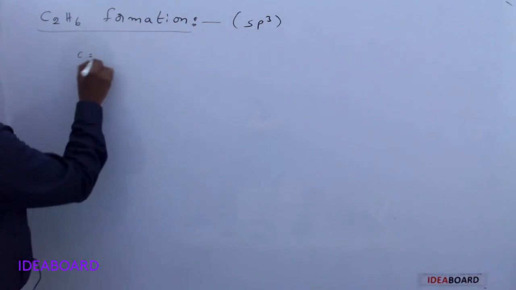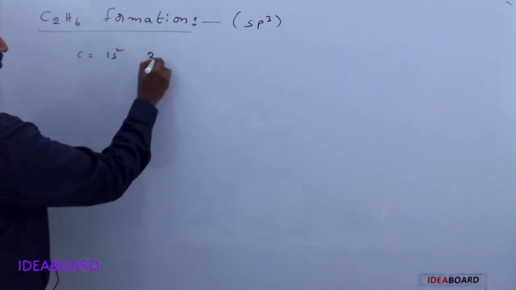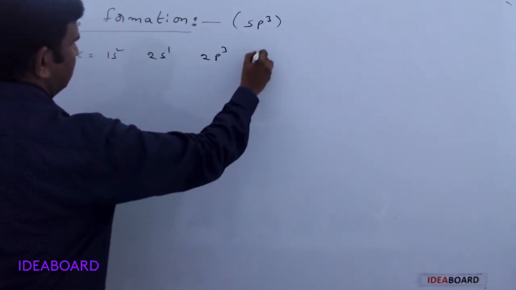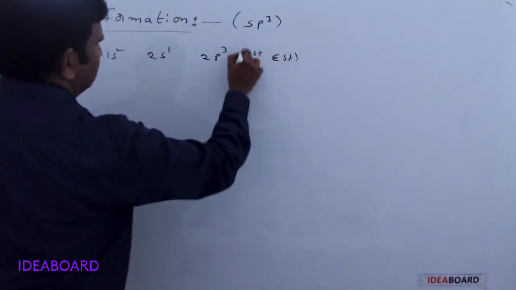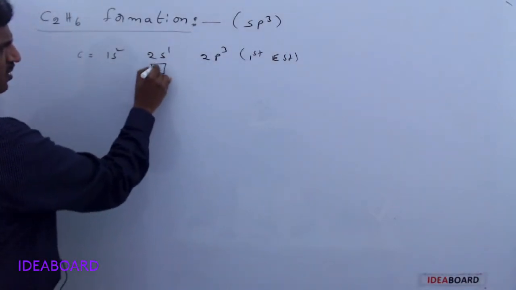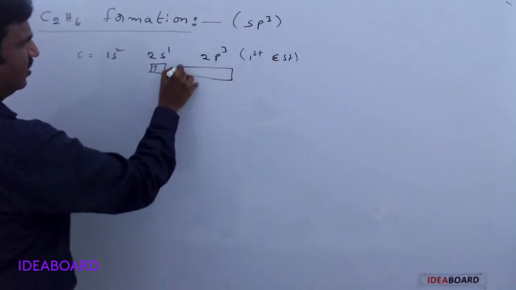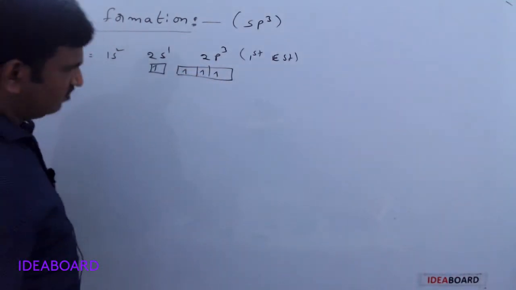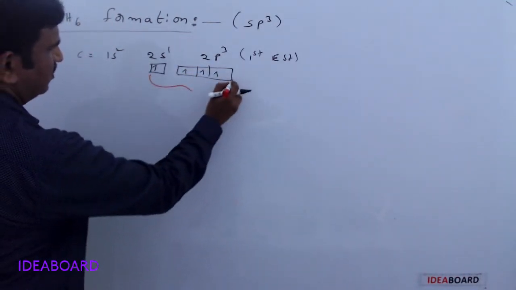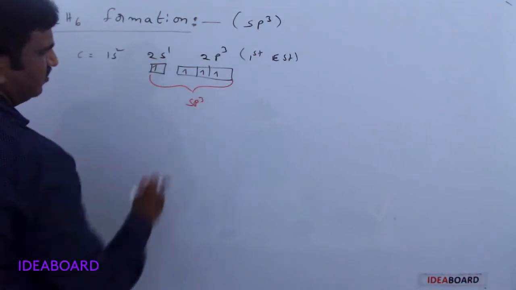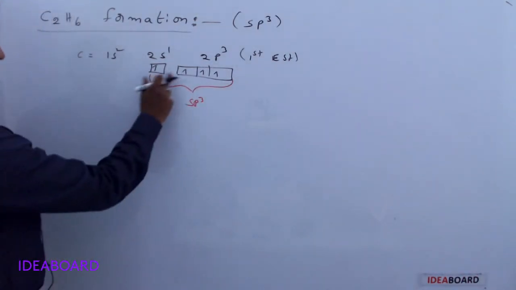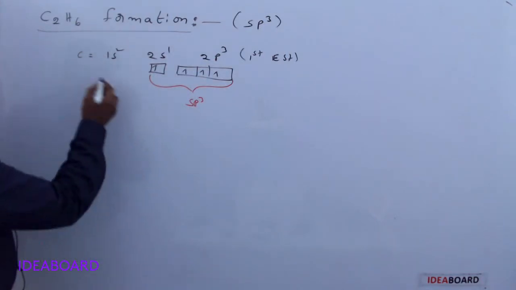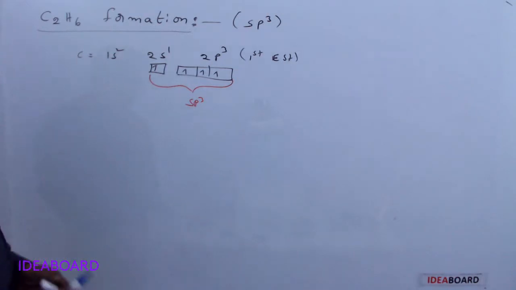So for the first carbon atom, I am taking the first excited state configuration directly. It is the first excited state configuration. Please remember. Okay. And then we are getting sp3 hybridization, meaning what? This s orbital and these p orbitals are forming sp3 hybridization. How many hybrid orbitals? 1, 2, 3, 4. 4 hybrid orbitals we are having. So each carbon atom is having 4 hybrid orbitals.